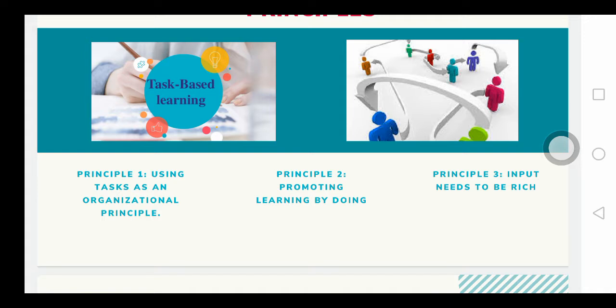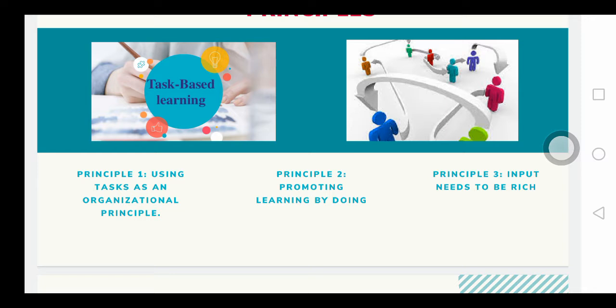Principle 3. Input needs to be rich. Considering input, we are exposed to input while we develop our native tongue. We can see that we are exposed to phrases in numerous contexts and situations over many years. Needless to say, there is no way we can replicate this rich input in the classroom in order to develop native-like language skills.